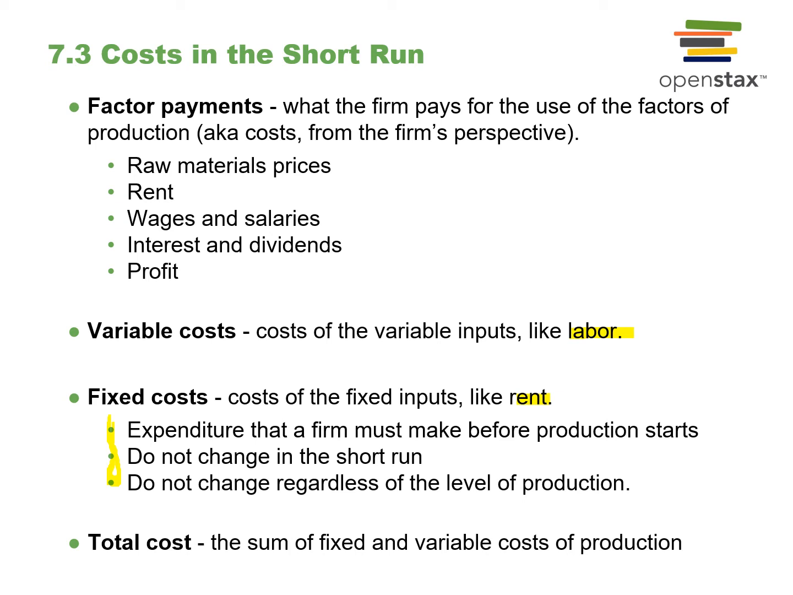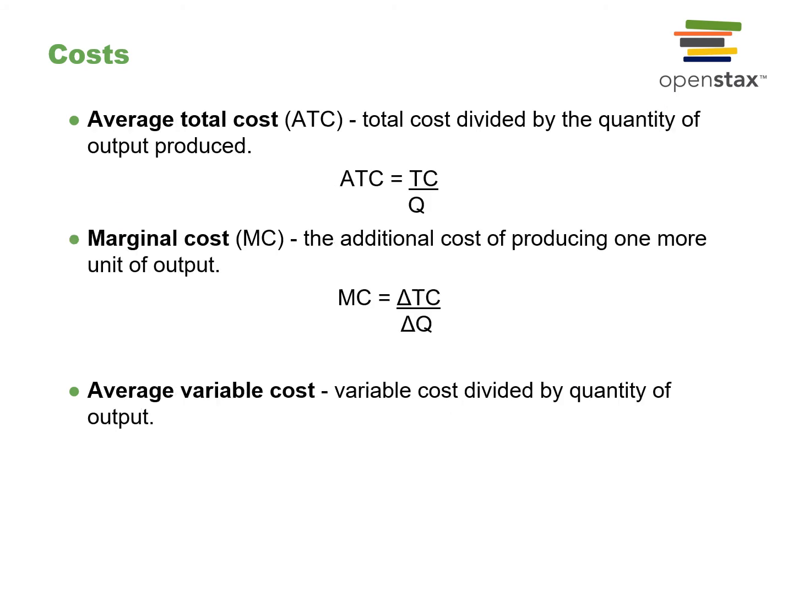Total cost is simply the sum of the fixed and variable cost added together. Average total cost is total cost divided by the quantity of output produced. Marginal cost would be the change, or the delta, of the total cost, again divided by the change in quantity produced. Average variable cost is variable cost divided by quantity of output. So this really could change, depending on the sample.